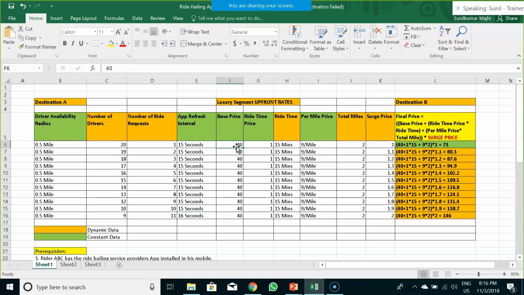After that, we have the base price calculation that we receive from our business stakeholder. So base price depends on the cab segment that we want to onboard.